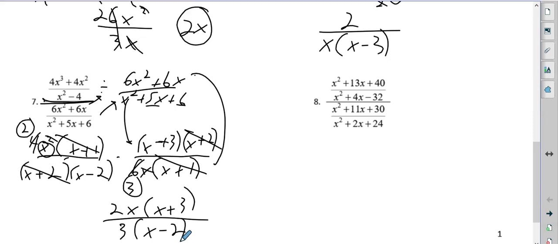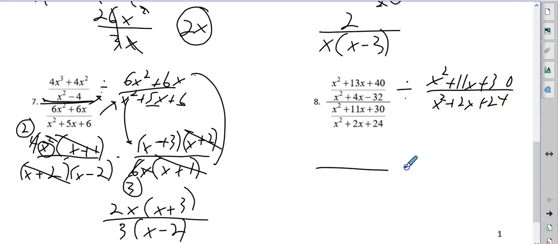Okay, number 8. Again, if it helps you, you can do this. You don't have to. It's just whatever helps you understand and process it easier. Okay, so I'm going to turn this into multiplication. I'm going to factor the upper left, this one right here, x times x. Two numbers that multiply to give me 40 that add to 13. Okay, that's going to be 5 and 8, and they're both positive.